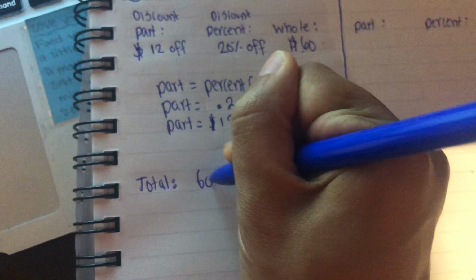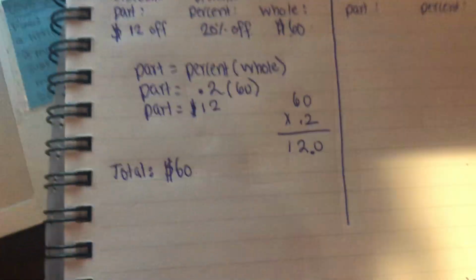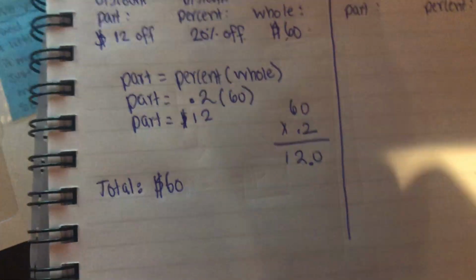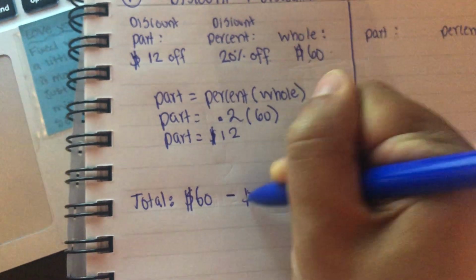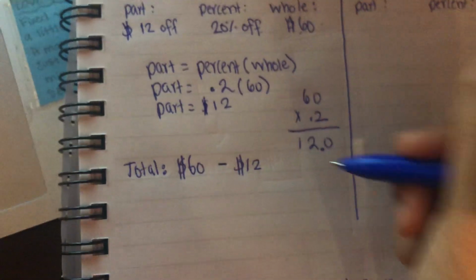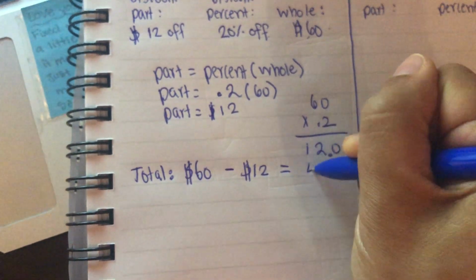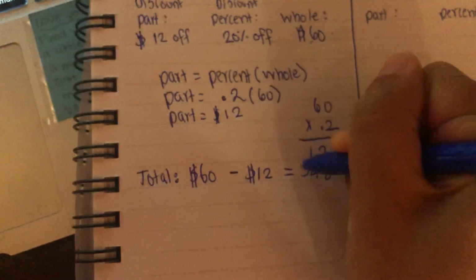I'm getting a $60 shoe, but 20% off means I'm getting $12 off. So that's going to give me $48.